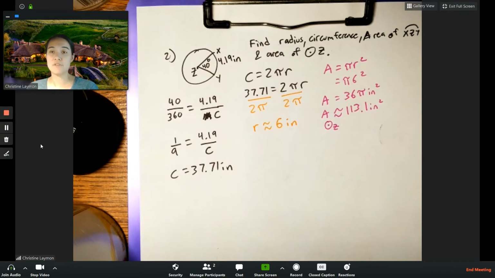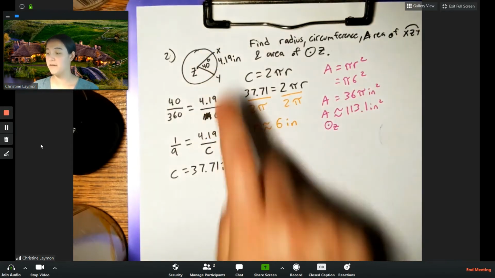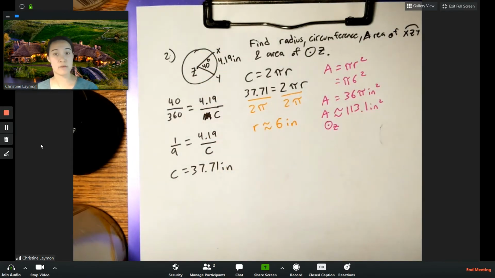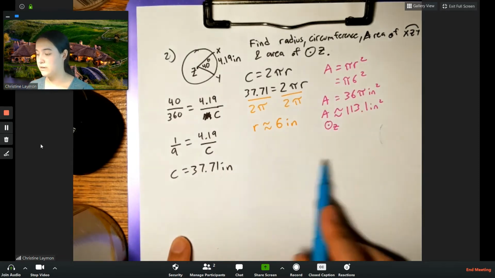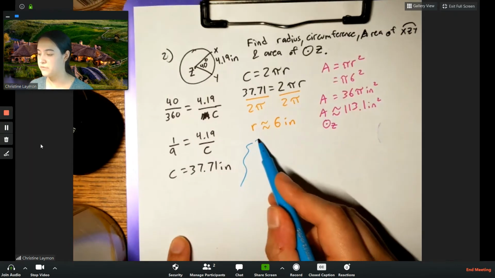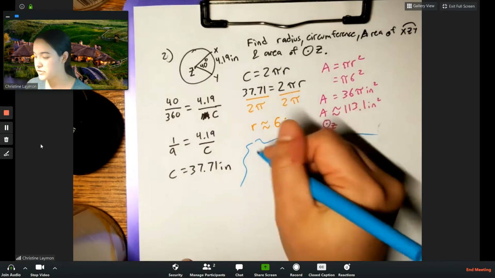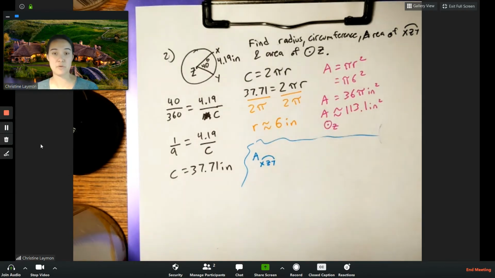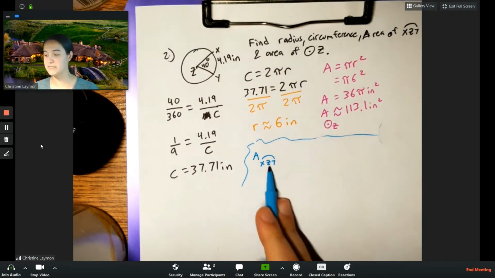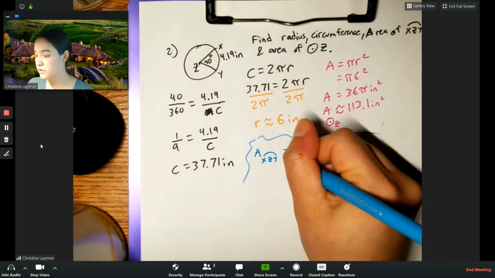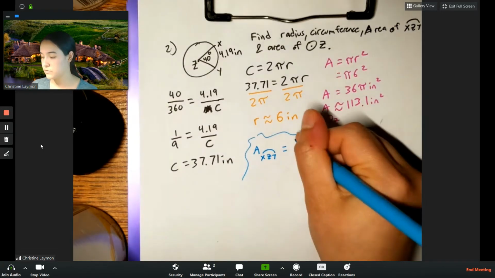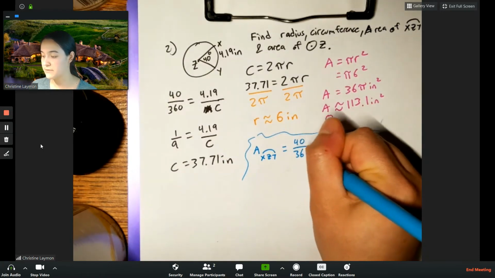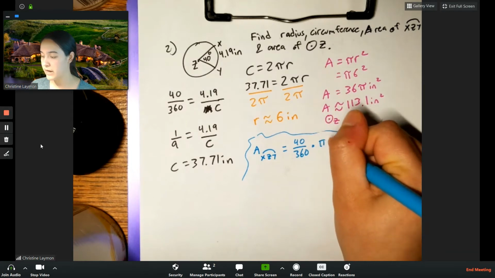We have one left to do, and that's the area of the sector. So again, now that we know what this radius is, finding that area is not hard. We can also use the ratio method if you prefer. It does not matter. So I'm going to come down to this space right here. I'm going to separate it for us. So I'm going to say area of that sector XZY. So A for area, that's my sector. And this is going to equal the fraction that I care about. So 40 over 360 times pi r squared.